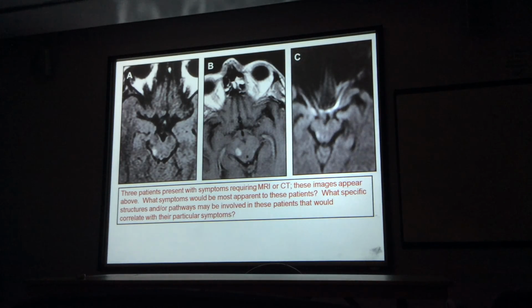Okay, these are the things that were in your material to look at and think about. So we have 3 patients presenting with symptoms requiring MRI or CT. These images are shown above. Now, what I want to tell you is that these are 3 actual cases, and the deficits these patients had were actually that. I'm not making it up.